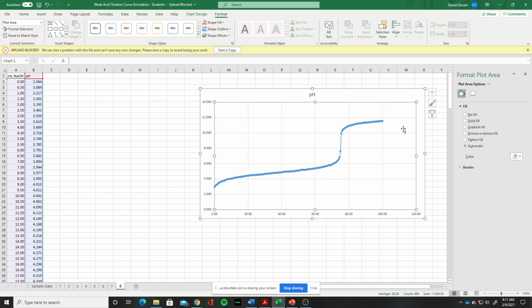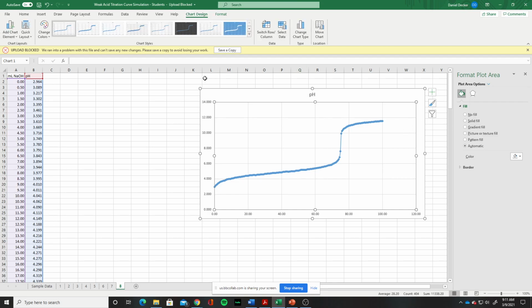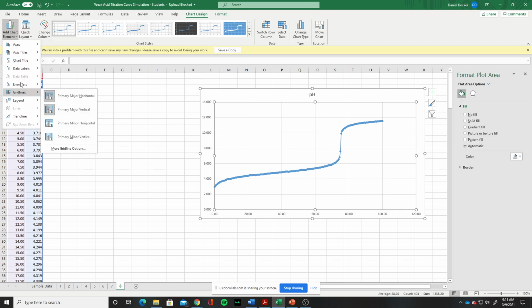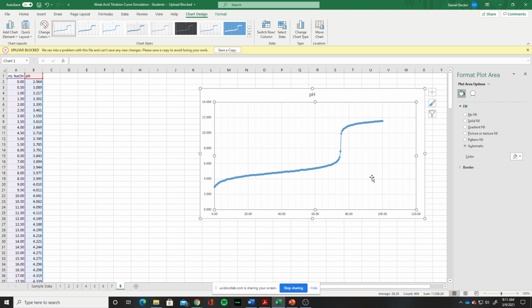Where do we put in our grid lines? It's been a while since I've done grid lines. Add chart elements. There they are, grid lines. So it's add chart element, grid lines, and we'll do some minor vertical grid lines. We don't really care all that much about the horizontal ones. At least I don't think we'll need horizontal ones, although I guess it's not bad if you want to put horizontal ones in as well.